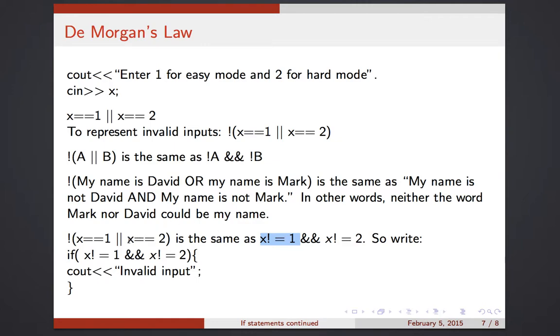If I want to negate x equals 2, then I do the negation. I do the not of that. X is not equal to 2. And then I put an and in between. So here is a representation of invalid inputs. So if they enter something that's not 1 and also not 2, then you should tell them that's invalid.